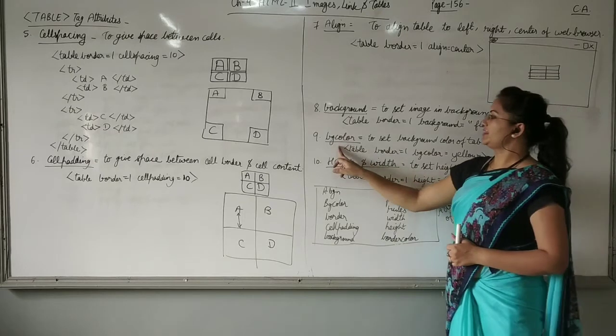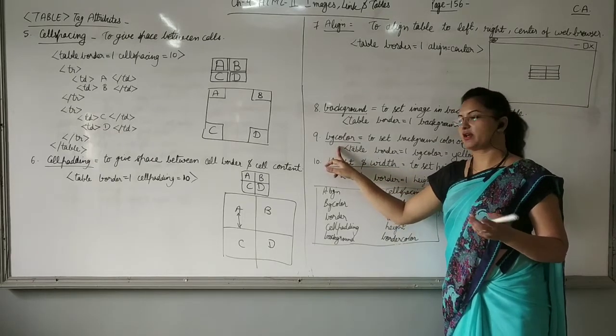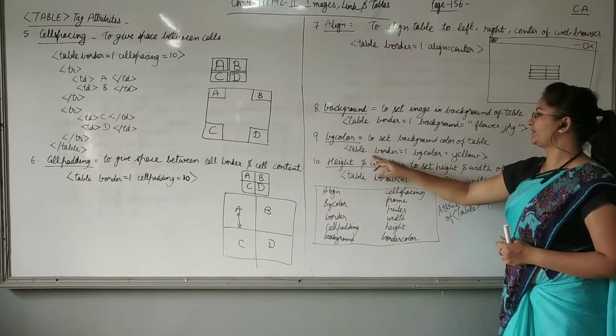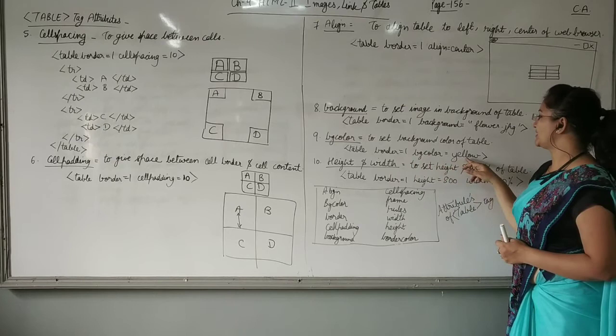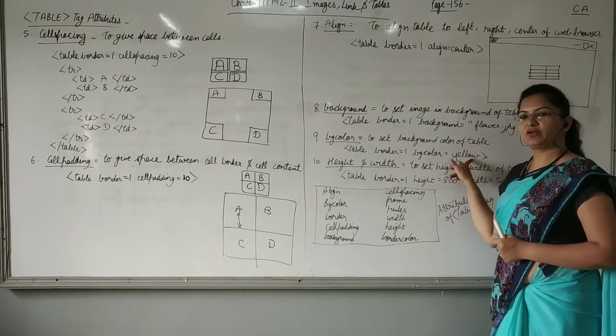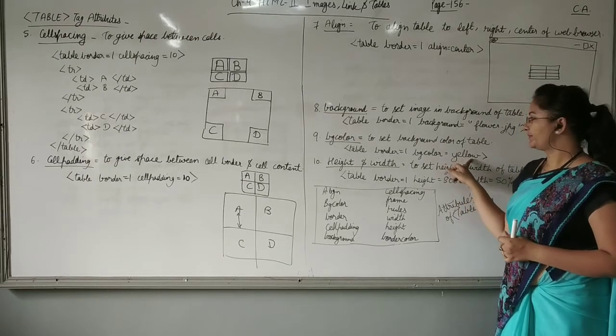Now next is BG color. BG color means to set the background color. So it is table border equals to 1, BG color equals to yellow. Here you can mention any color. You can specify hexadecimal values also for many colors.